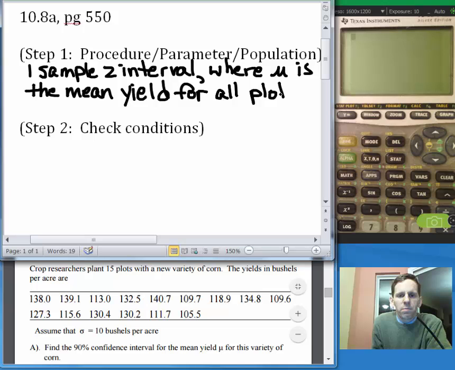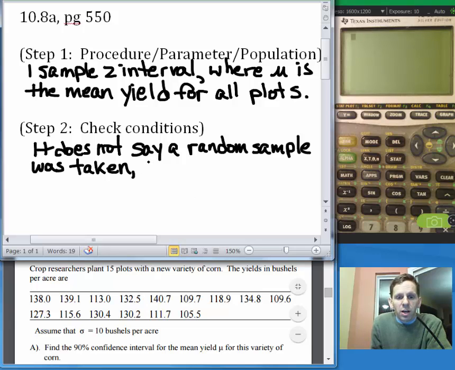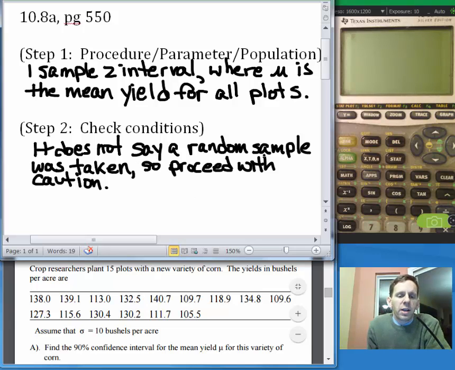This is step 1. Step 2, we check our conditions. There are two conditions to check. The first is that our data comes from a random sample. I don't see anything about random sample in this problem, so we're going to say it does not say a random sample was taken. So we proceed with caution. For our second condition, the first thing we'll check is to see if it says anything about our data coming from a normal population. I don't see anything about the term normality here, so we have to move on to our second part. The second thing we could check is that our data comes from a large sample size.